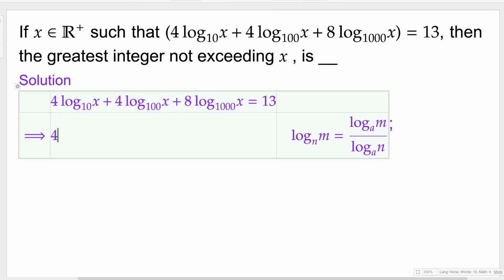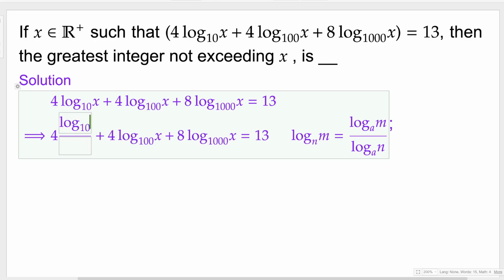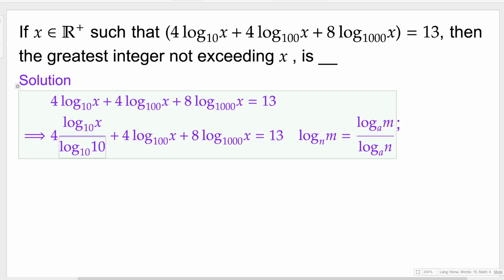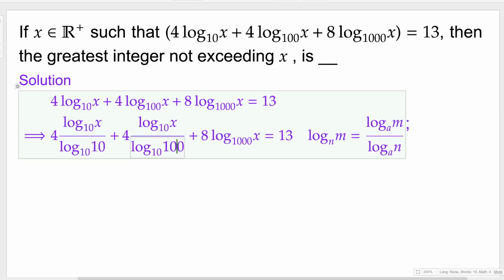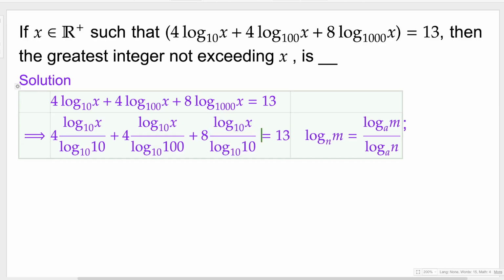Now I'll copy this equation, and here I'll apply this property. I'll take the intermediate base as 10, so log x base 10 in the numerator, and for the denominator it will be log 10 base 10. So in this case my a is 10, the argument m is x, and the base n is 10, right? Now similarly I can write the other factors as well. So here log x base 10 on the numerator, and the denominator will be log 100 base 10. Similarly for 1000, I can write log x base 10 over log 1000 base 10.